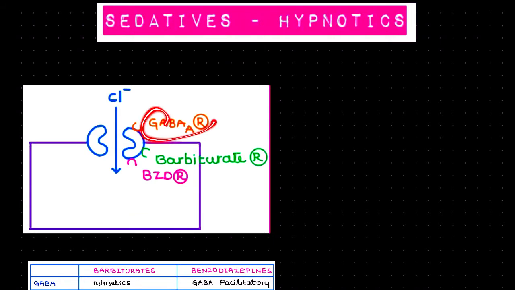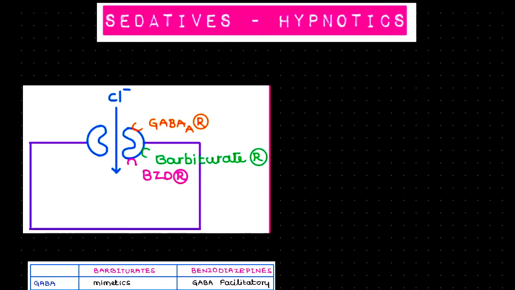What it is doing is inducing sedation or hypnosis in the brain. Similarly, barbiturates and benzodiazepines are also causing sedation and hypnosis. Okay, we have got a brief idea about sedatives and hypnotics. Let's move toward this receptor in detail.